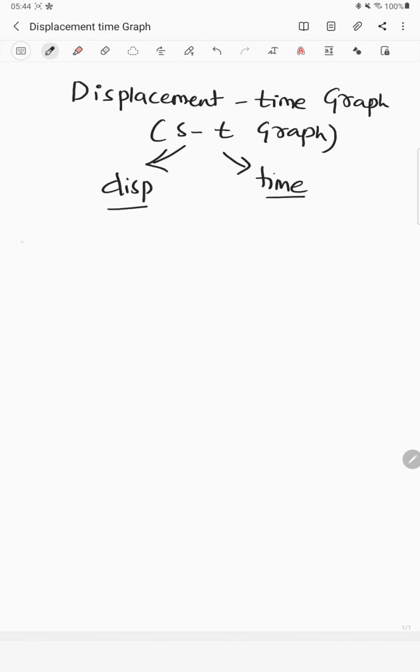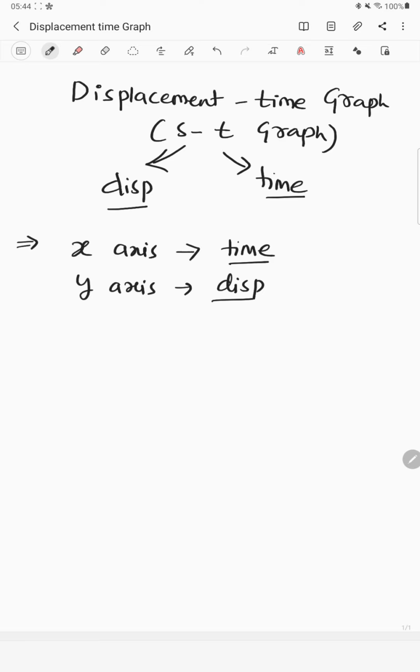All right, so usually in physics, on the x-axis what do we represent? We represent time on the x-axis, please remember this. And on the y-axis we are going to represent displacement. So this is what a displacement time graph is.